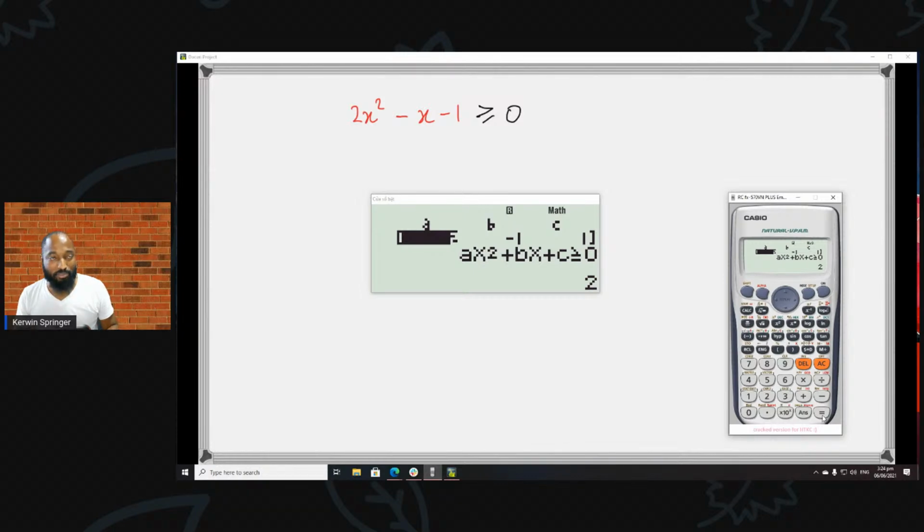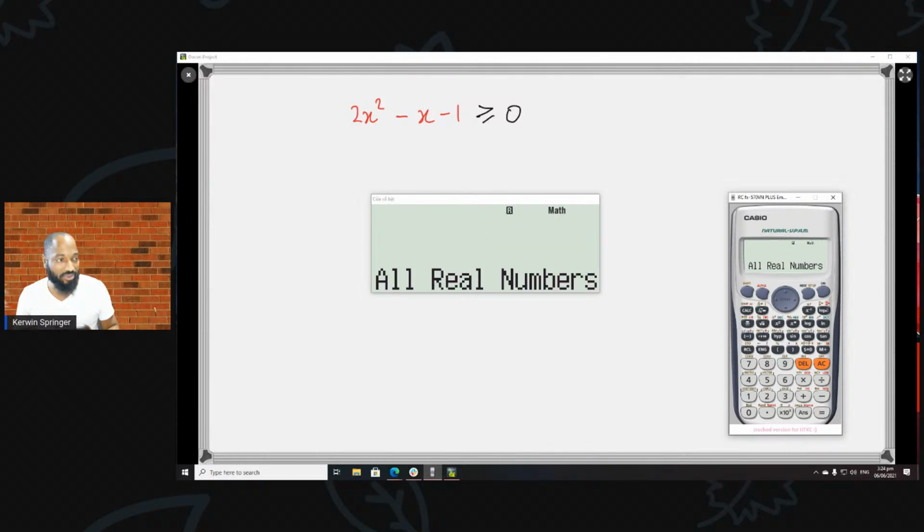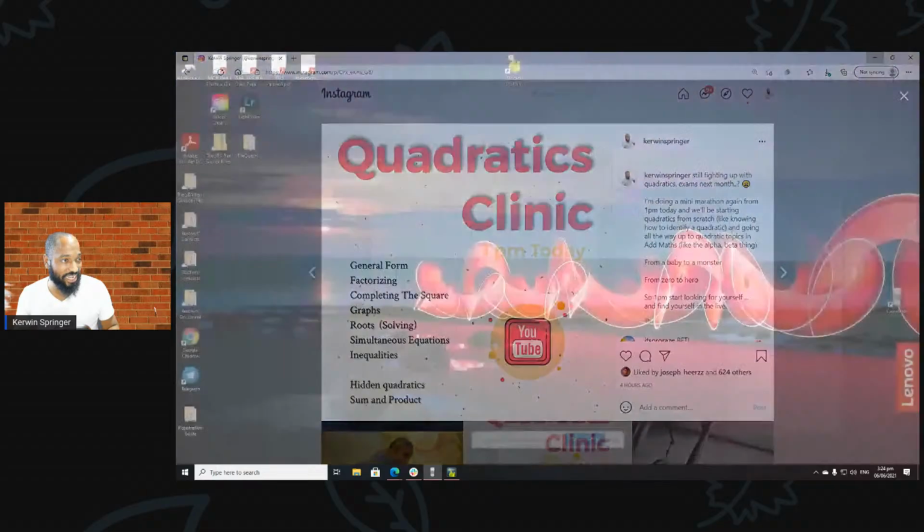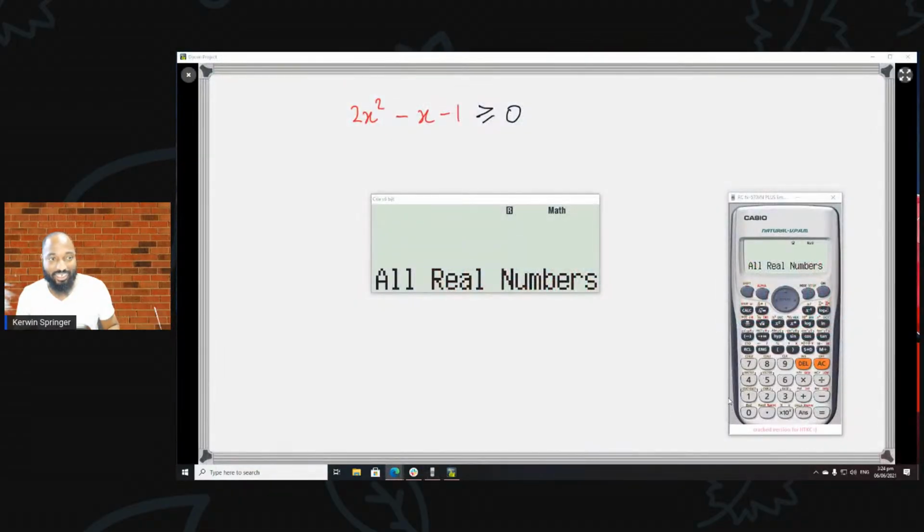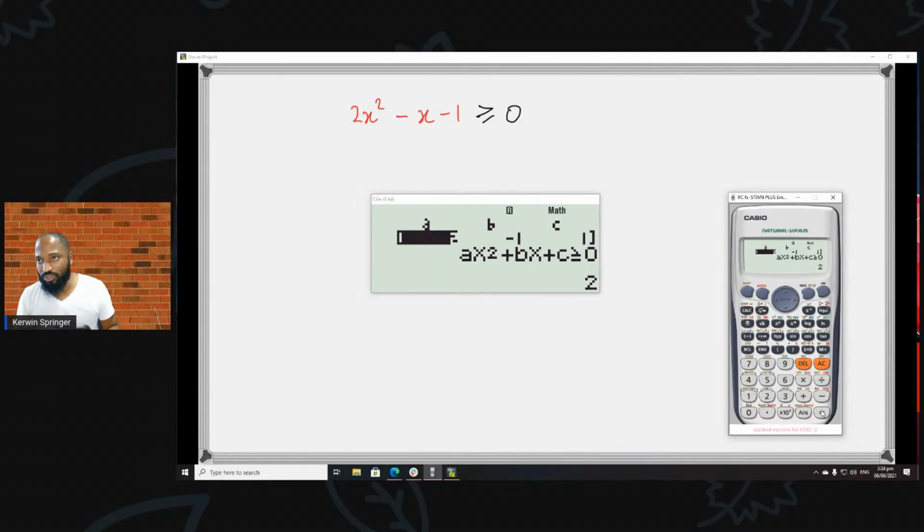This is a bad example. This doesn't have any real roots. Wow, and the calculator even tells you that too. So it's greater than 0 every way. You understand what I'm saying? Did I type in all the correct numbers? 2, negative 1. Oh, I didn't type in the correct numbers.